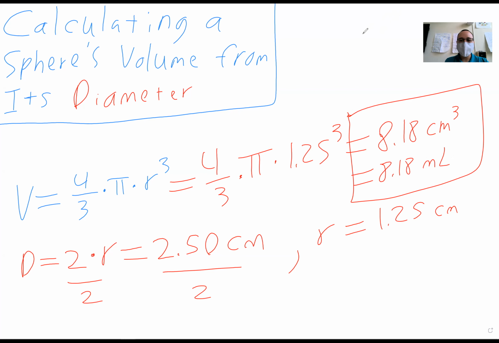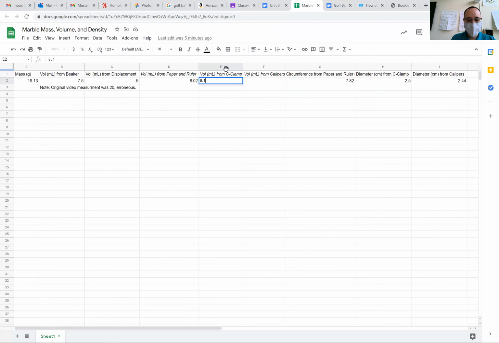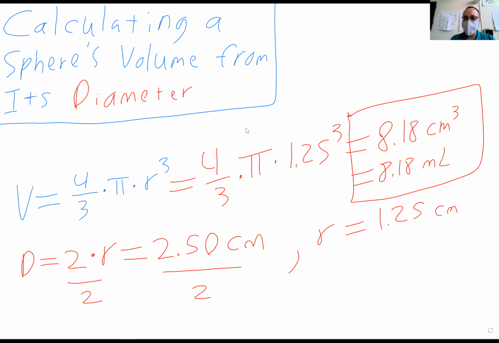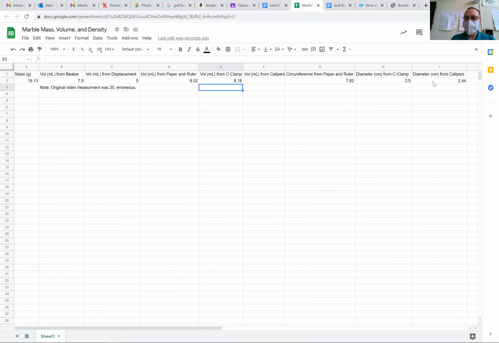Let's go ahead and put this new value into our data table. So here we are back at our data table. We go 8.18. Let me double check, 8.18. Yeah, 8.18, very good. And then we've just got one more calculation to do. Our diameter from the calipers was 2.44 centimeters. So let's go ahead and iron this guy out.